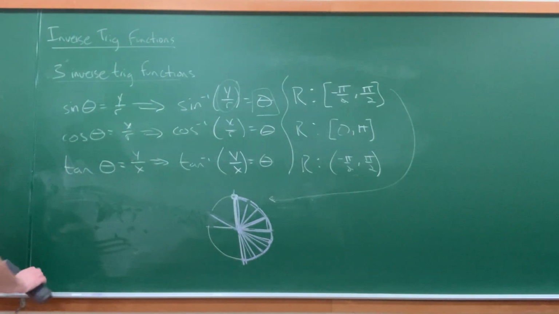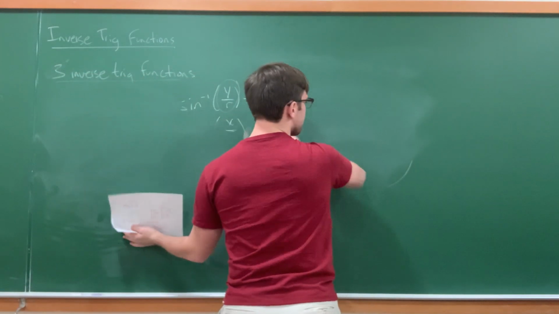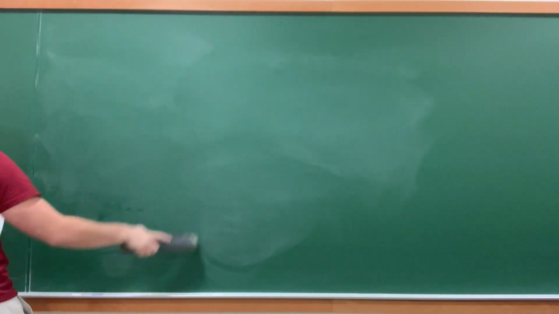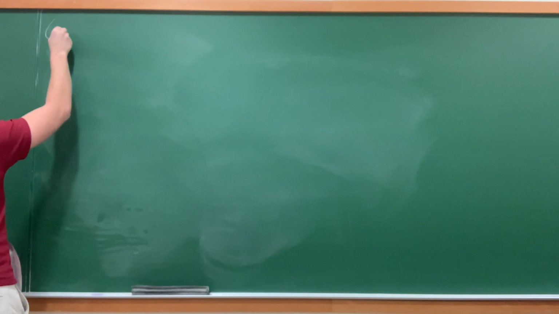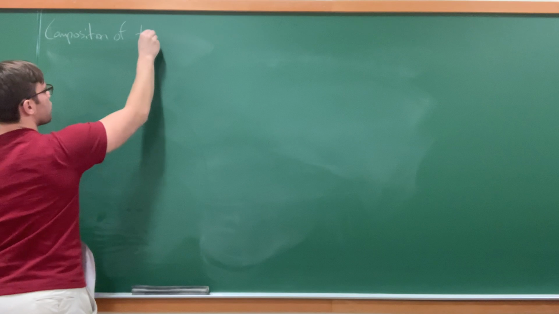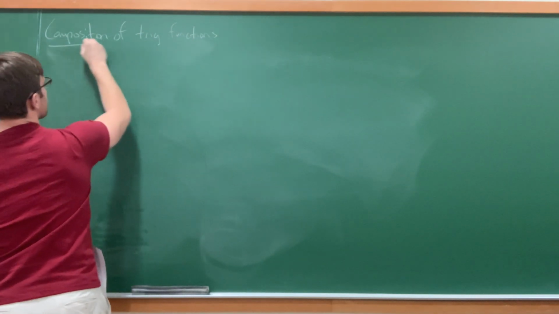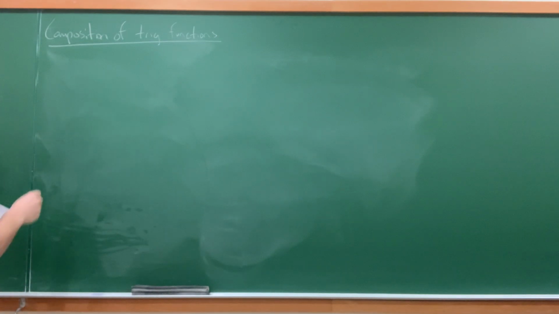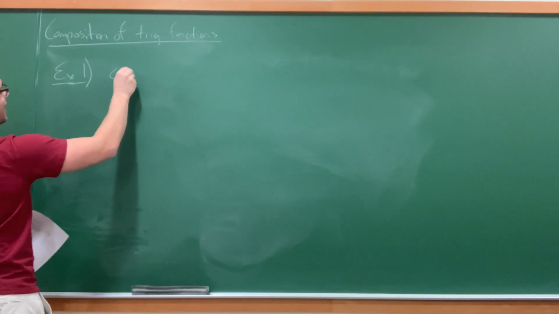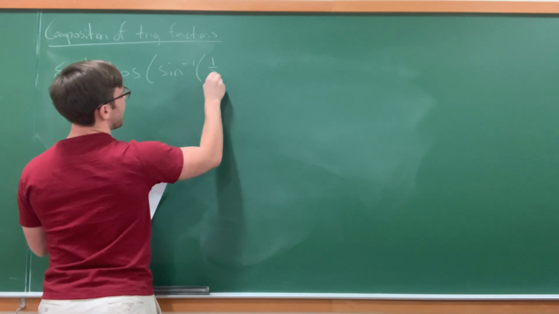Okay, last thing to discuss here is the composition of trig functions. All right, so let's just go over a quick example. We'll do two. Example one, what is the cosine of the inverse sine of 1/2?